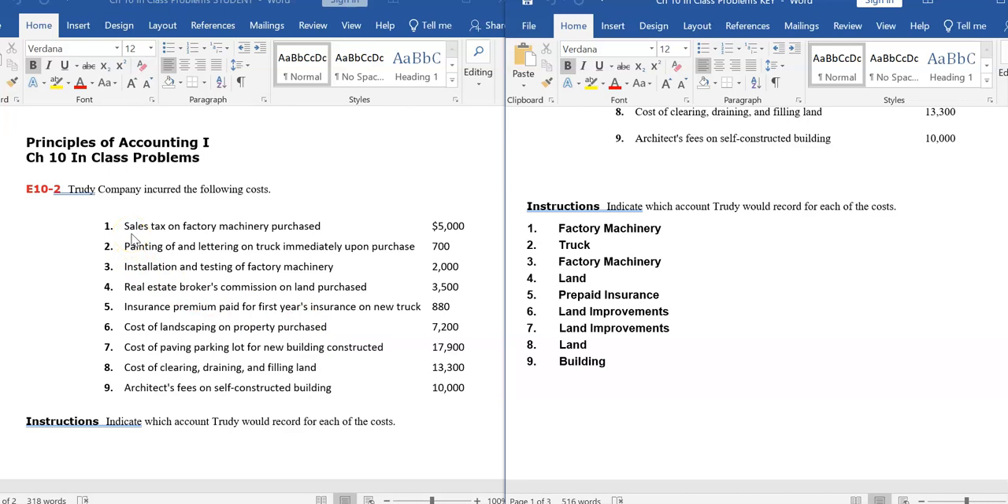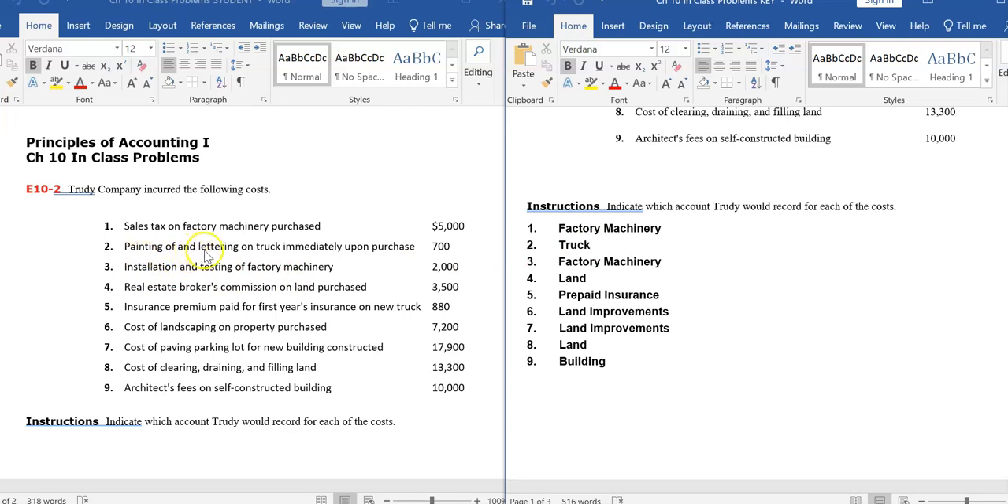The first one, sales tax on factory machine purchase. Okay, so we purchased a factory machine and we paid the purchase price. But in addition to that, we also had to pay the sales tax. Sales tax is an additional cost of purchasing that factory machinery. So we would record it along with the purchase price into the factory machinery asset account.